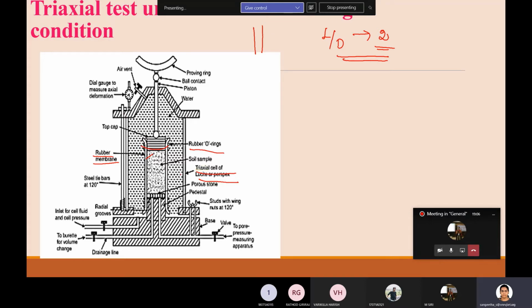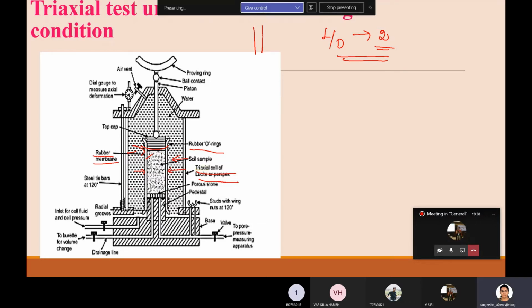and once the setup is ready, it is connected to the inlet, and through the inlet water is filled inside the triaxial cell. Once the water is filled inside the cell, a pressure will act all around your soil sample. Throughout all around the soil sample, a cell pressure will exist because the water will exert some pressure on the sample. So could you understand?